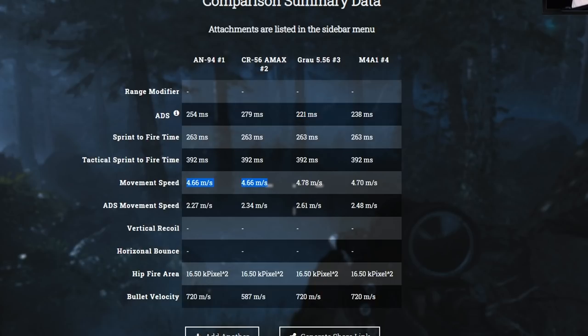Movement speed is also on the slower side. The Grau comes in at first place for movement speed, so it has the greatest amount of movement speed here. The M4 comes in at second place at 4.7 meters per second. Now, it's not that much of a difference if you compare it to 4.66, but still, 4.7 versus 4.66, M4 is still faster, and of course, the Grau is going to be number one. Now, as far as the ADS movement speed, it has the slowest ADS movement speed out of all the four weapons that you see here, and first place again goes to the Grau.